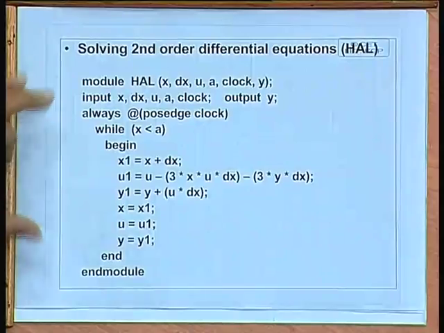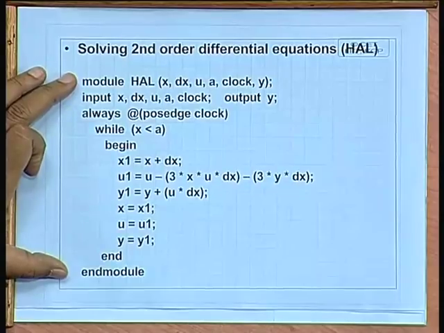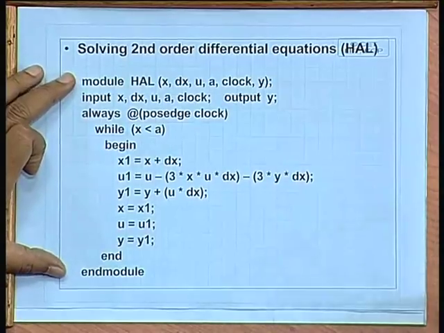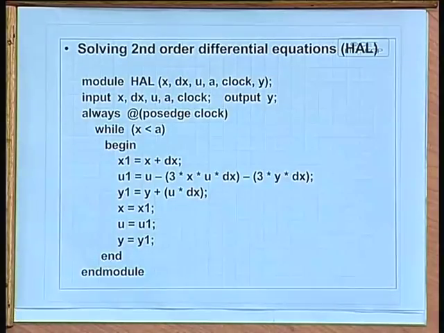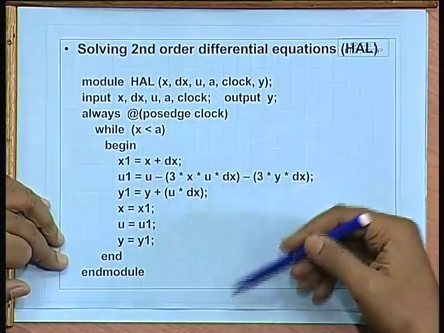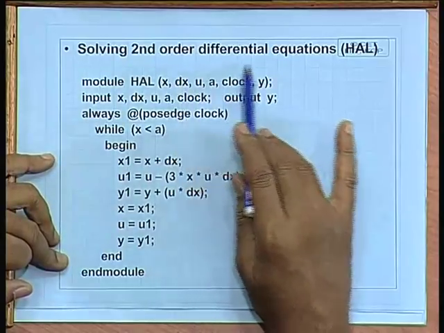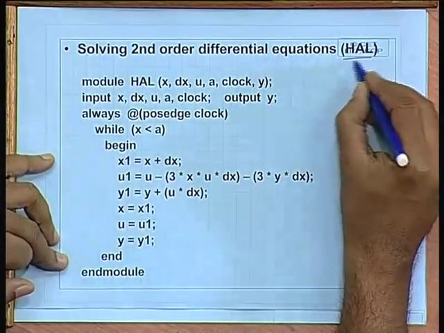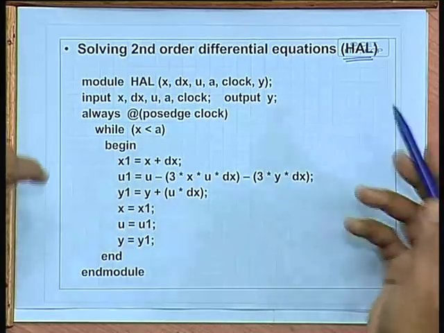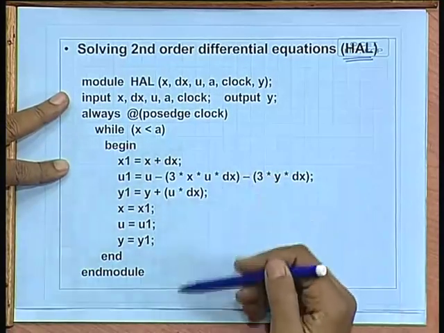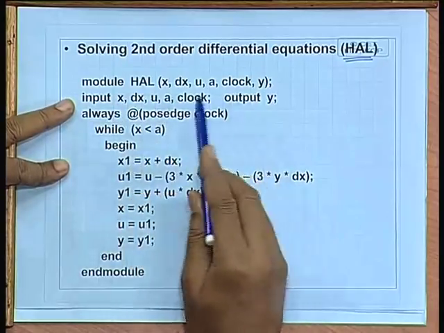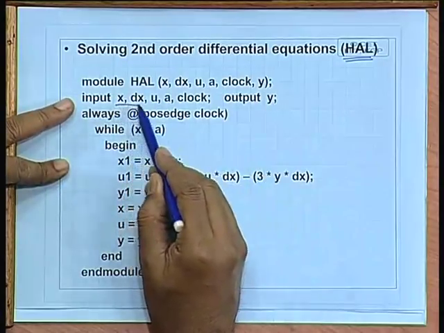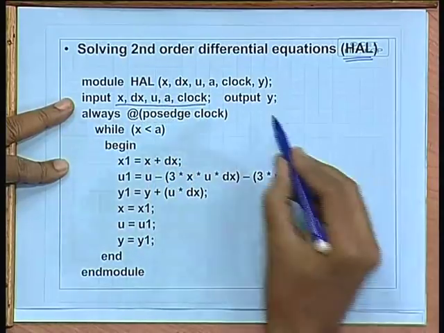So our input, as I said, will be a CDFG. I am giving a typical example to show how our input to this step of scheduling may look. This is a classical example which many people take for the purpose of illustrating their scheme. This is a Verilog code for solving the second order differential equation, and the name of this code is HAL. This came from the source actually. Now you see this module description has inputs x, dx, u, a and clock, and y is the output.